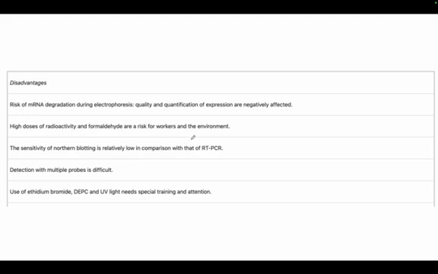Sensitivity is not great compared to some other more advanced techniques such as RT-PCR, reverse transcriptase PCR, which is another method of quantifying, so-called qPCR. Another method of quantifying transcript levels. Detection of multiple probes is difficult. You have to run multiple northern blots. Okay, and yes, so obviously there are some disadvantages, which is why a lot of people have shifted to techniques such as RT-PCR.